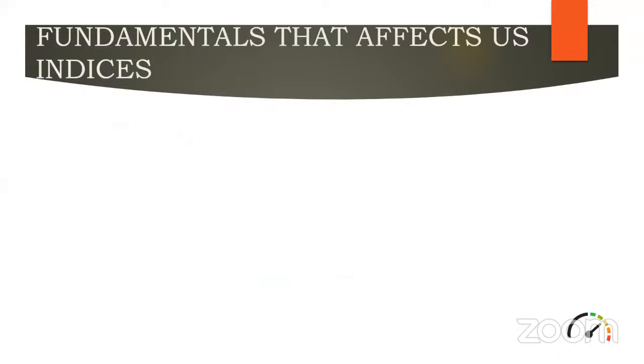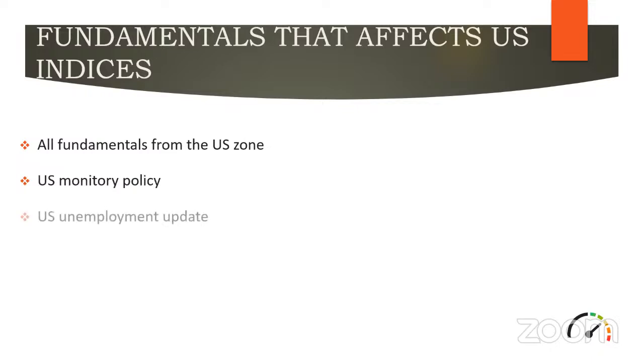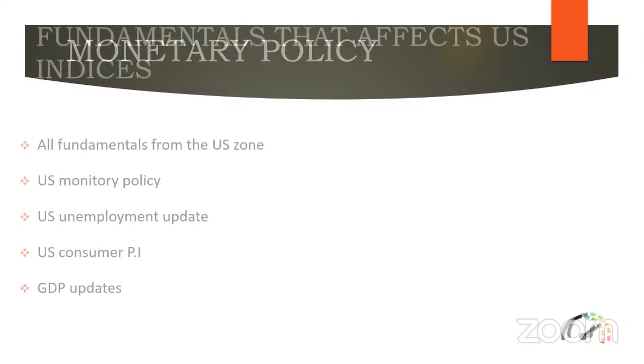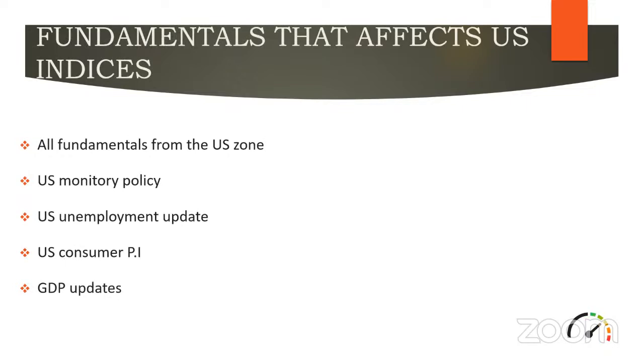We've said it again, and I feel like maybe I'll brush it one more time. Like I said, these meetings are on our YouTube, so you can go and you would get where we explained in depth on these fundamentals that affect the US market, okay? The fundamentals that affect the US index market are fundamentals, especially from the US zone. You have the monetary policy, unemployment update, US consumer price index, that's CPI, and GDP update. These are some of the major fundamentals that affect it.